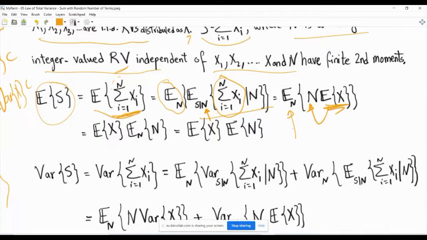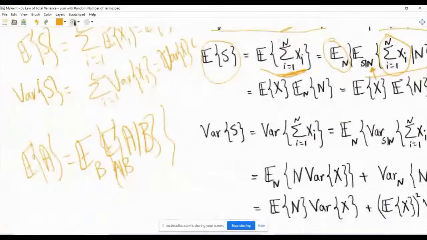No, n is not a constant. n is a constant when you do the inner expectation given n. So the inner expectation is given n, fixing n. When you do the inner expectation, n is treated as fixed. But then there is an outer expectation that will account for the fact that n is not fixed, n is a random variable. So this is the beauty of conditional expectation.